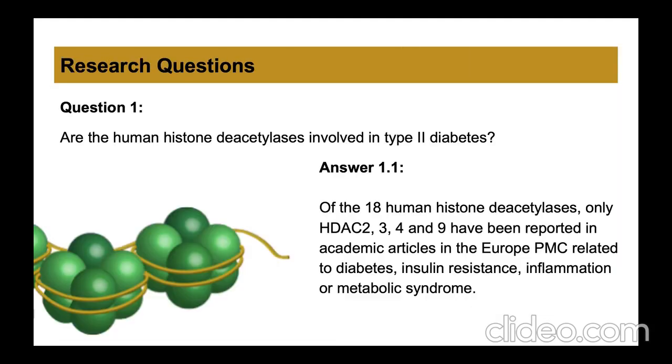To answer our question number 1, we found that of the 18 human histone deacetylases, only histone deacetylase 2, 3, 4, and 9 have been reported in academic articles in Europe PMC related to diabetes, insulin resistance, inflammation, or metabolic syndrome.